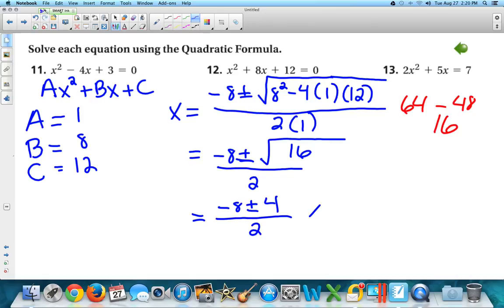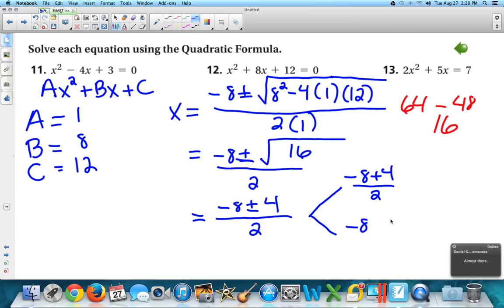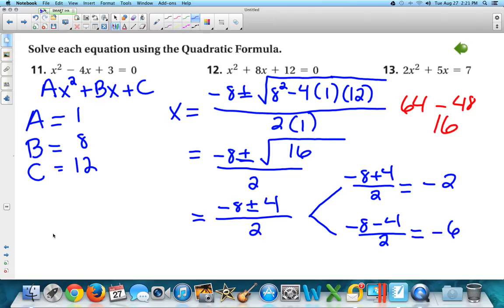And here's where I split up into two cases. I get negative 8 plus 4 divided by 2. And I get negative 8 minus 4 divided by 2. This is going to get me negative 8 plus 4 is negative 4. Negative 4 divided by 2 is negative 2. And negative 8 minus 4 is negative 12. Negative 12 divided by 2 is negative 6. So I get that x is equal to negative 2 and negative 6.